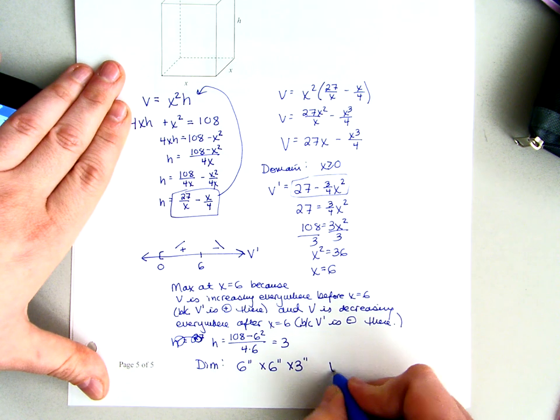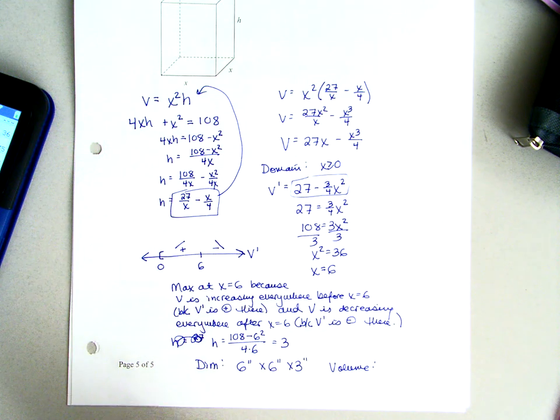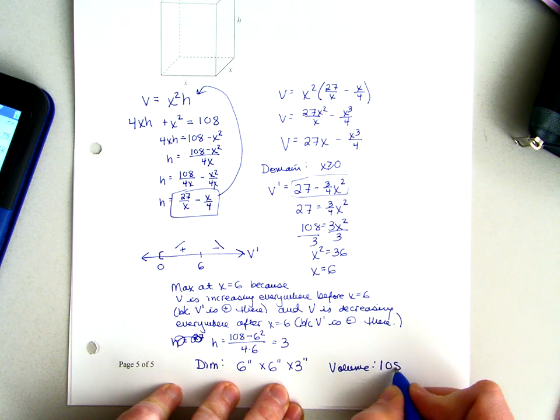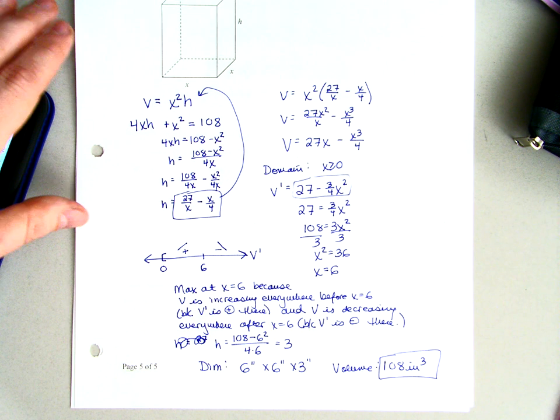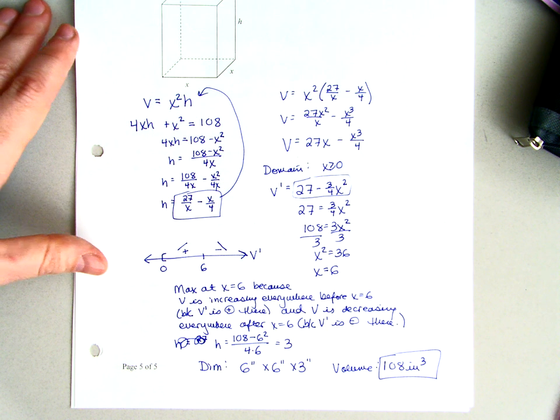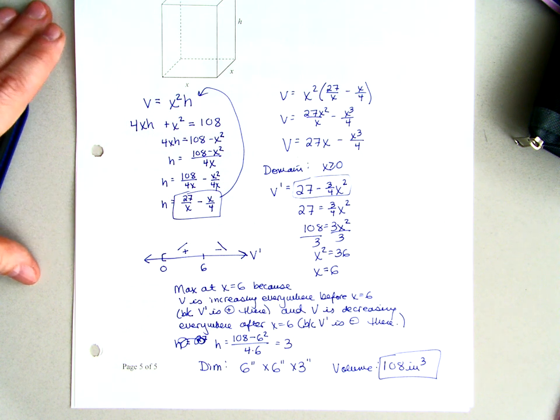We're asked for the volume. Well, we could plug into the volume formula, or really we could just multiply those dimensions together. And when you multiply them together, you're going to get 108 cubic inches. And by the way, it was a complete coincidence that the surface area of the box was 108 square inches and the volume was 108 cubic inches. No, in general, that's not going to happen.